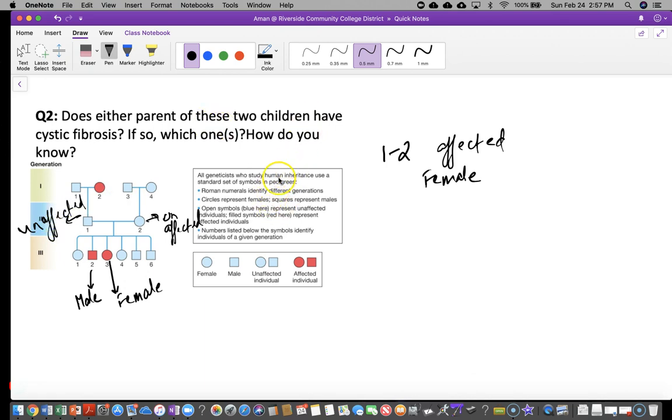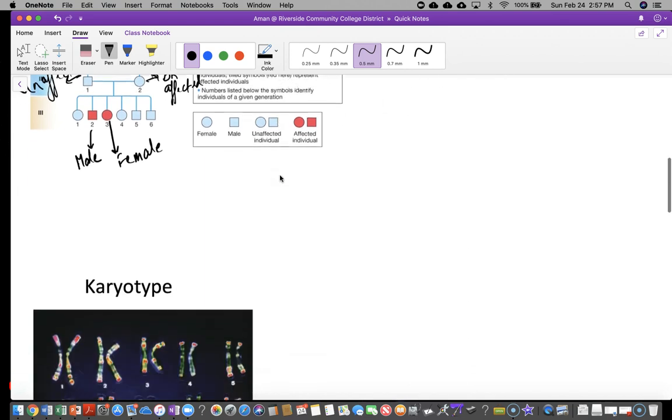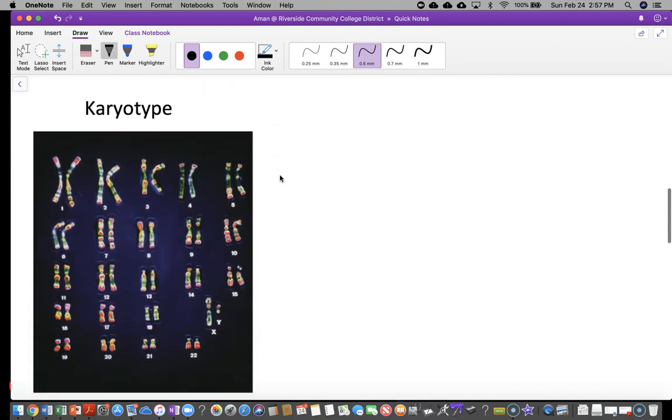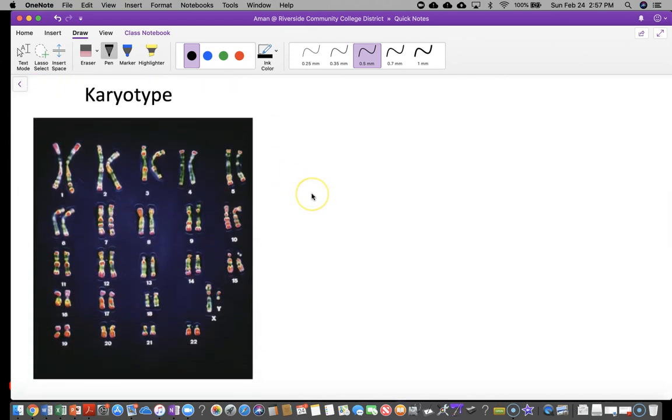Okay, all right. So now let's go and talk about karyotype. Let's learn what do we mean by karyotype. So guys, you have heard of the word karyo when we were learning prokaryotes and eukaryotes. So karyo basically means nucleus. So if we figure out that inside the nucleus we got these chromosomes, so this particular karyotype, this is a human karyotype. How can we tell that this is a human karyotype?